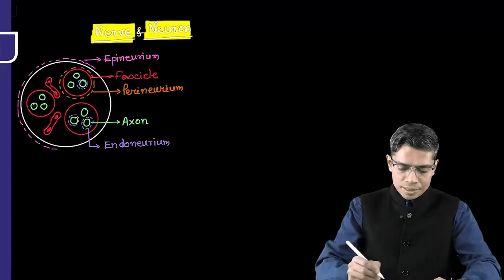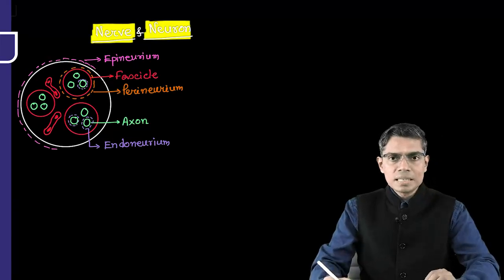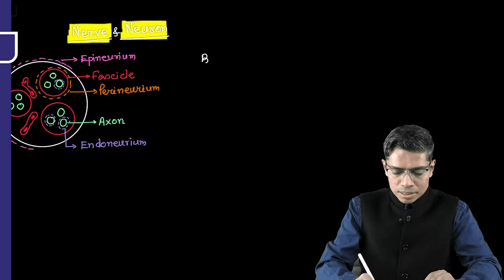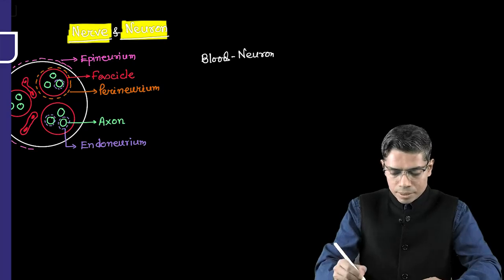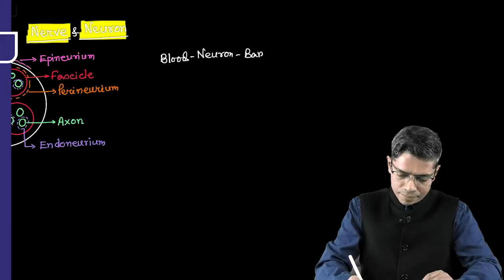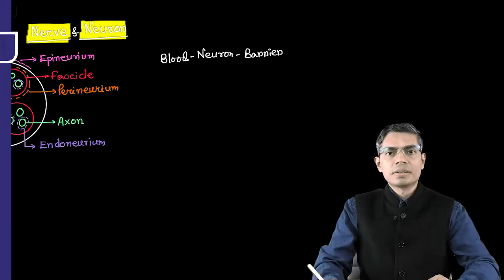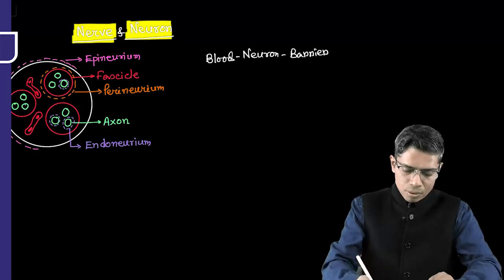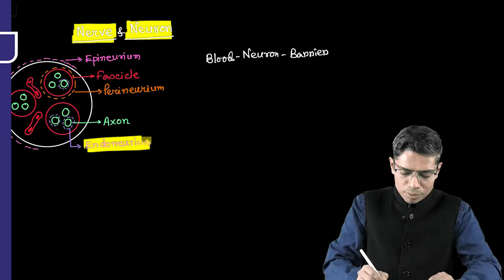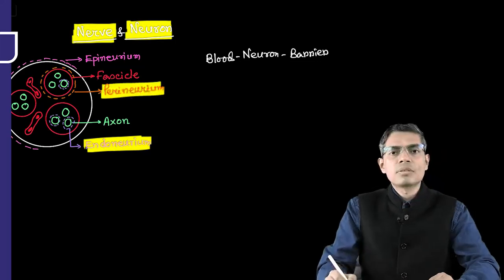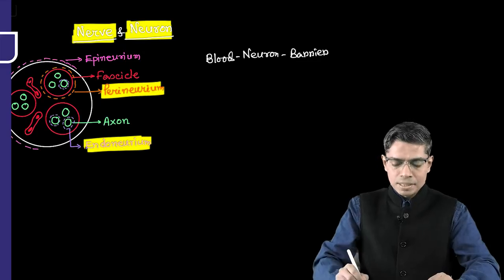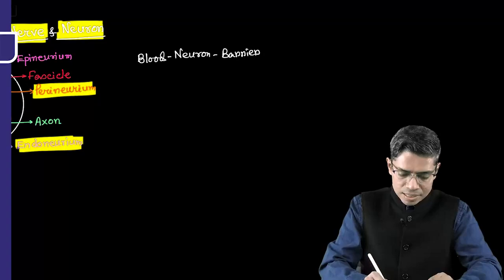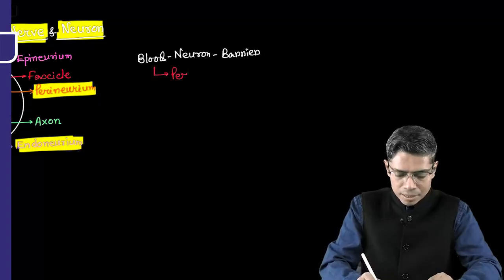There is an MCQ here: which connective tissue layer forms the blood neuron barrier? So I am writing here blood neuron barrier. We have heard about the blood brain barrier. So here the question is blood neuron barrier, meaning whether this endoneurium or this perineurium is forming a barrier which is protecting the neuron from blood. The answer to this question is nothing but perineurium.